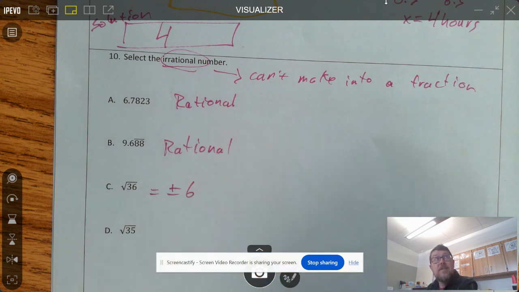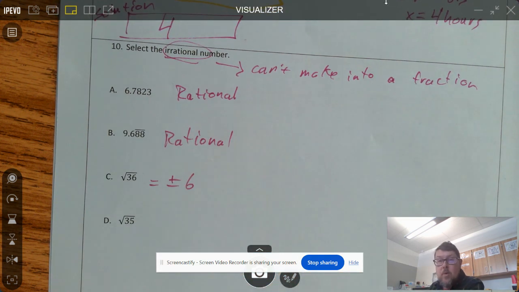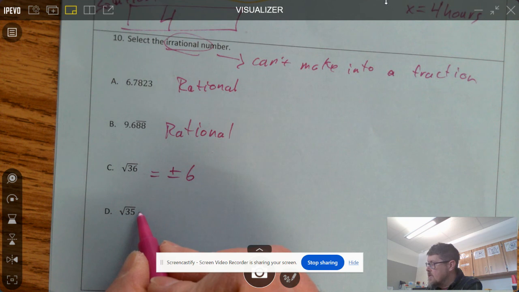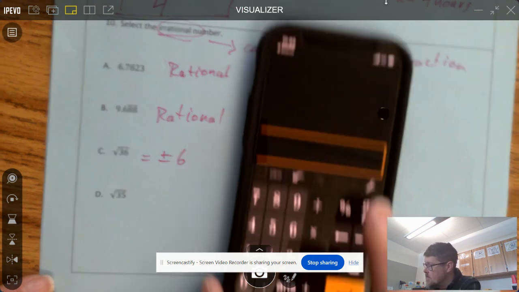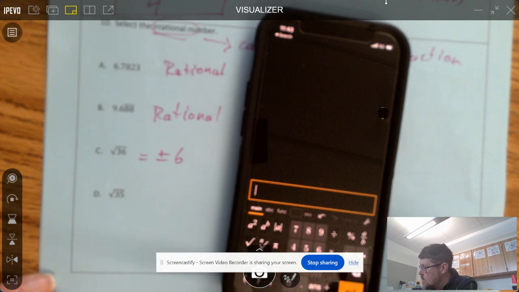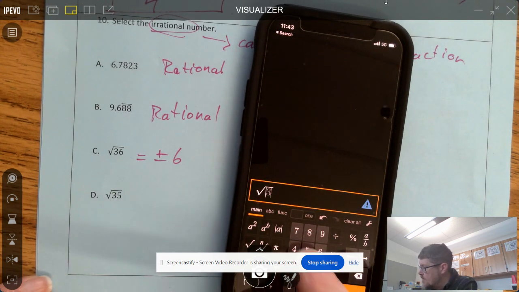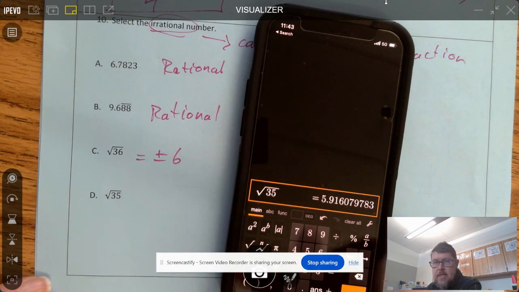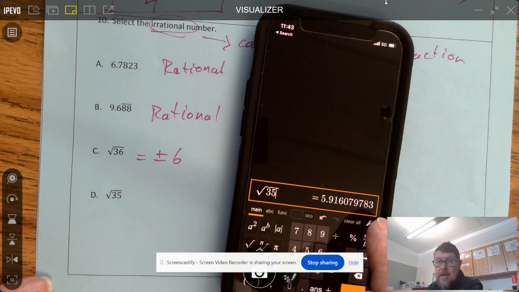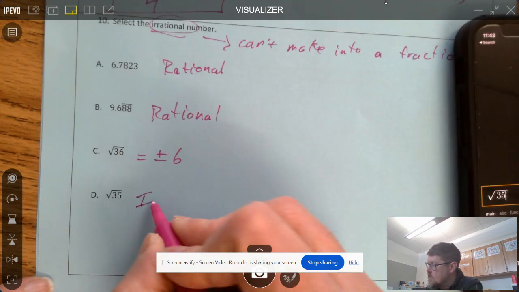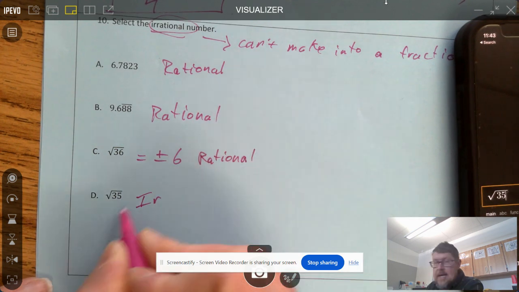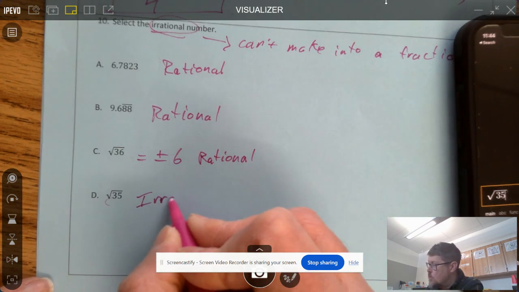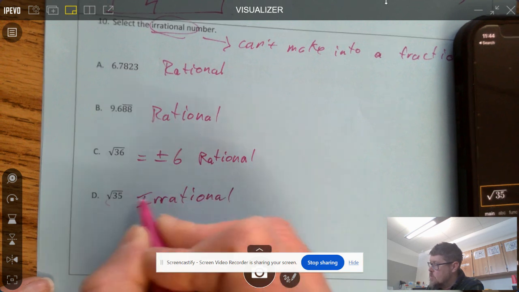If you look at the list of perfect squares on the back wall, we get this 35. It's not on the list of perfect squares. And if I put this into my calculator, I take the square root and I put in 35 and I get 5.91, etc. So this number goes on forever and has no pattern. Oh, this one's rational, by the way, my bad. So the fact that this one has no pattern and it goes on forever makes it irrational. So that is the one you would want to select.